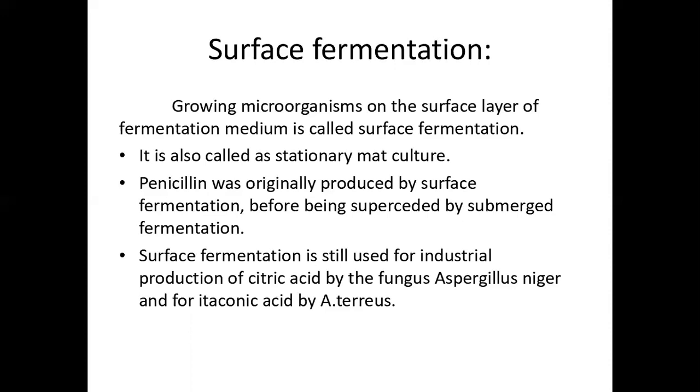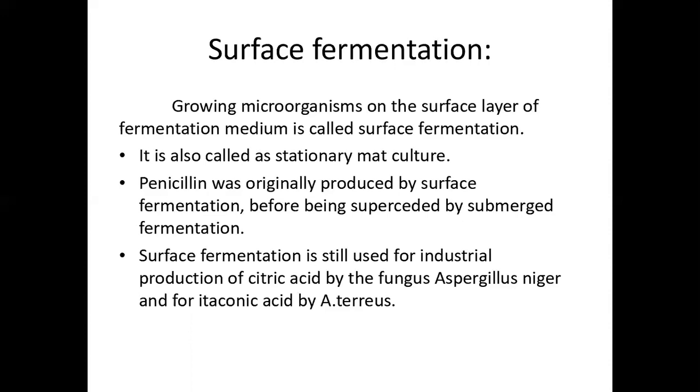Now penicillin was originally produced by surface fermentation before being superseded by submerged fermentation. We know very well that penicillin is produced by Penicillium, right? This is a fungus. So this fungus is made to grow on the surface of a medium, and then submerged fermentation was also used for penicillin production. Surface fermentation is still used for industrial production of citric acid by the fungus Aspergillus niger, and for itaconic acid by Aspergillus terreus.